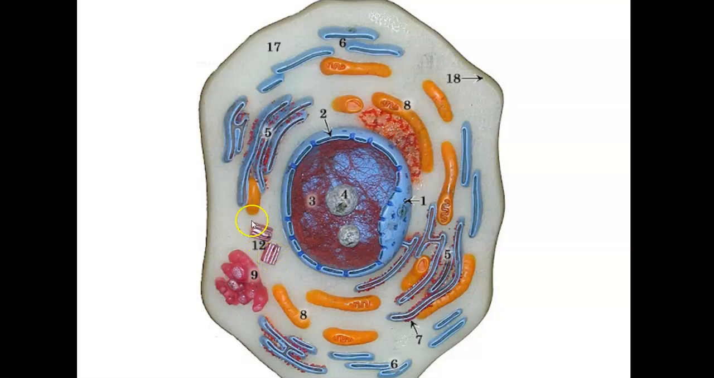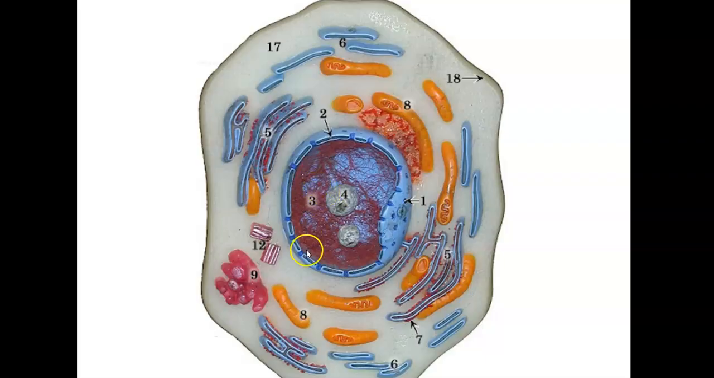So in cells that do not divide, for example, in some nervous tissue cells that do not divide, we would not expect to see centrioles because centrioles are involved in mitosis and meiosis. So some nerve cells do not divide, so they would not have centrioles.